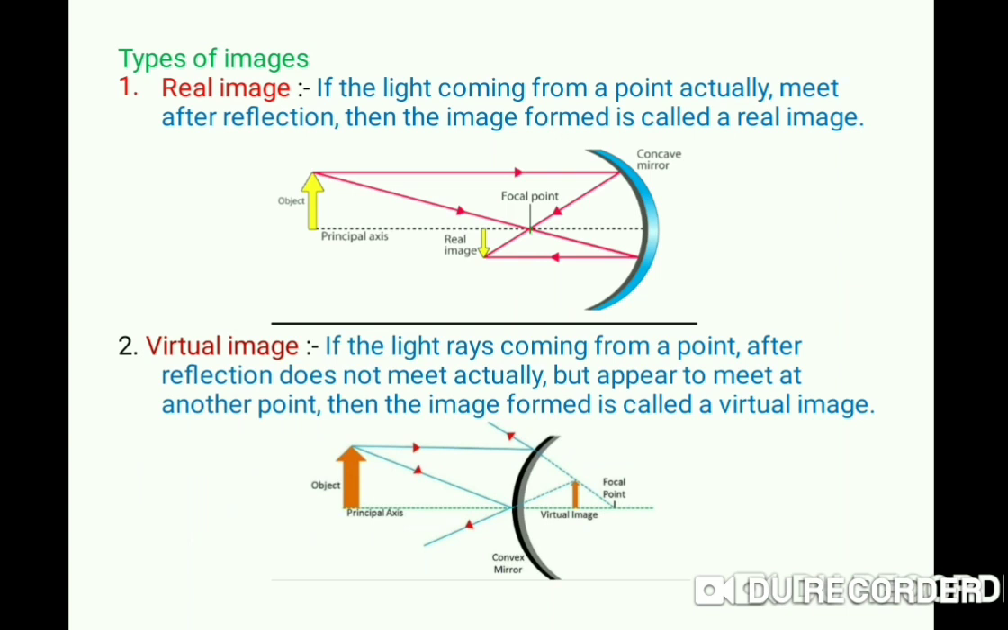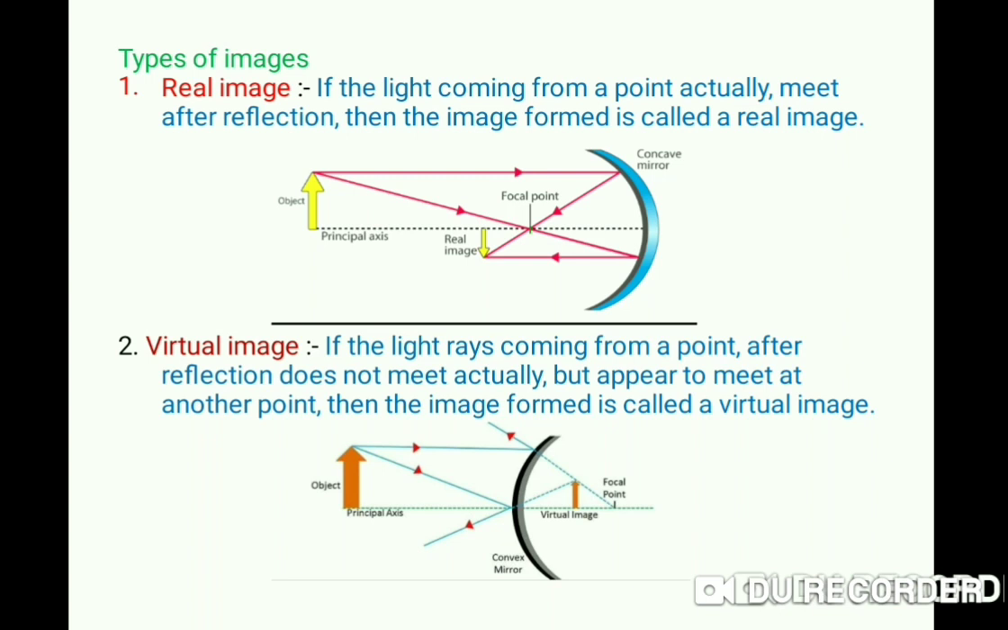Types of images. There are two types of images: real image and virtual image. Now, one question must arise in your mind: what is a real image and what is a virtual image? If the light coming from a point actually meets after reflection, then the image formed is called a real image.